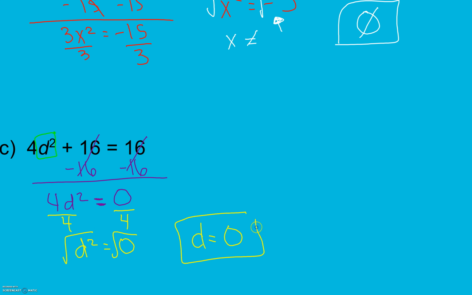And we don't need to put plus or minus here, guys. Plus and minus tells us the direction away from 0. 0 is just 0. So don't have plus or minus here. We just have one answer, and that answer is 0.